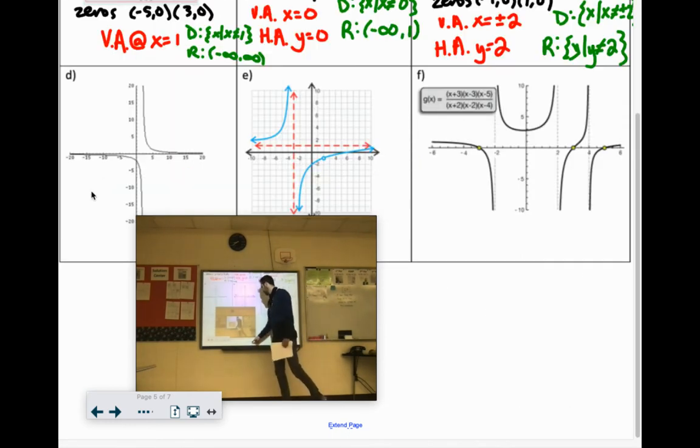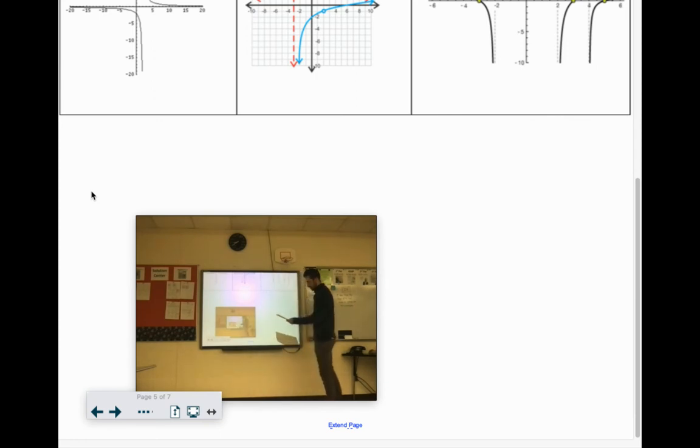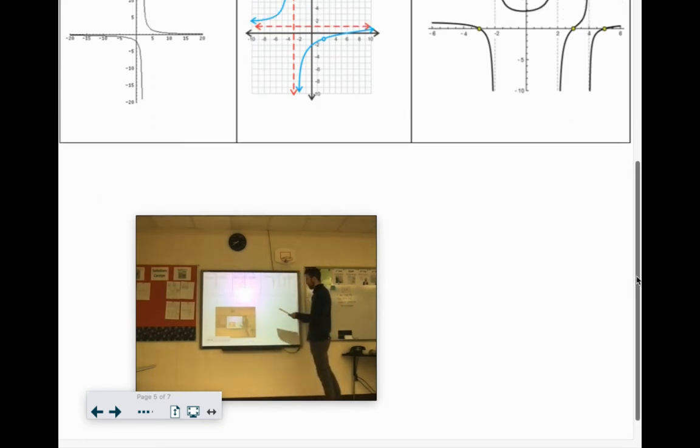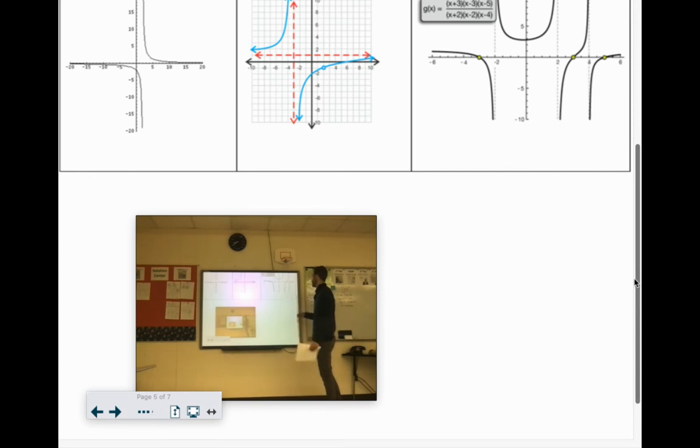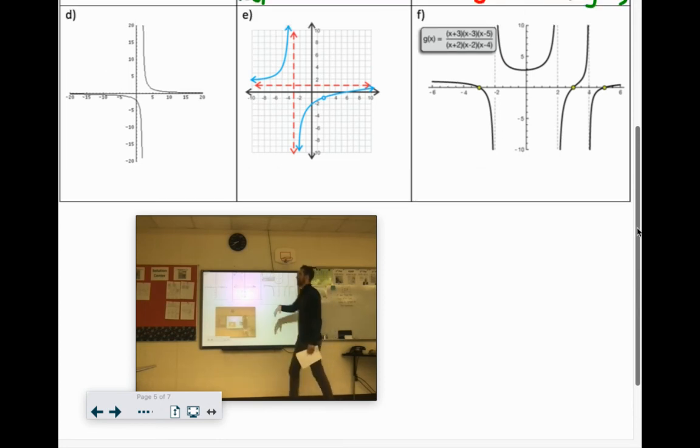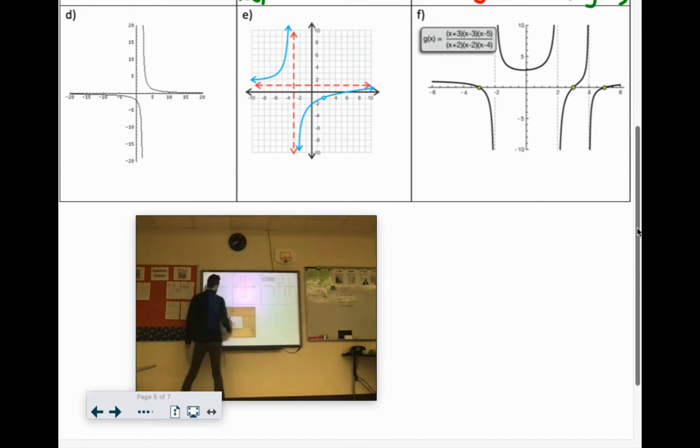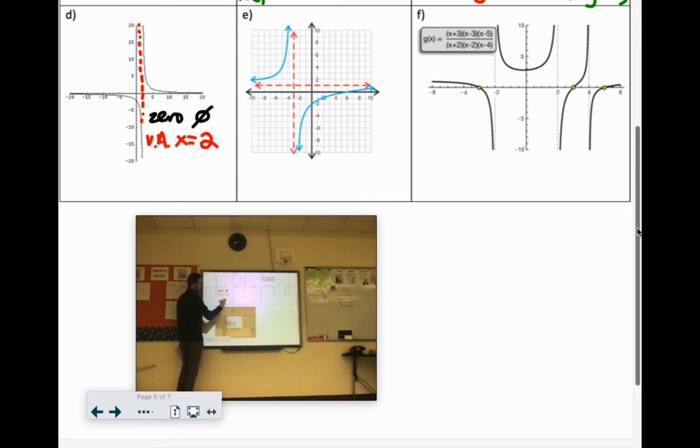All right, let's see what else we got here. Now this one's silly. It doesn't even cross the x-axis, so there are no zeros. None. There is a vertical asymptote. It's kind of hard to see it though. I would guess it's about 2. So a vertical asymptote at x equals 2, and that'll affect our domain. There's a horizontal asymptote at 0.